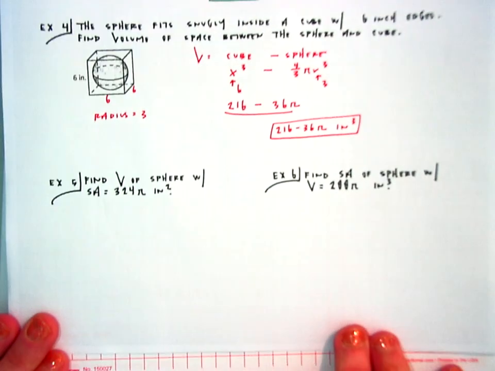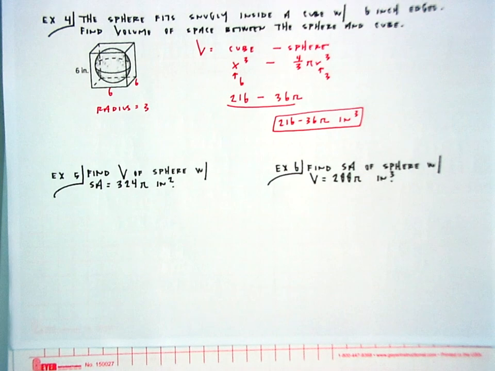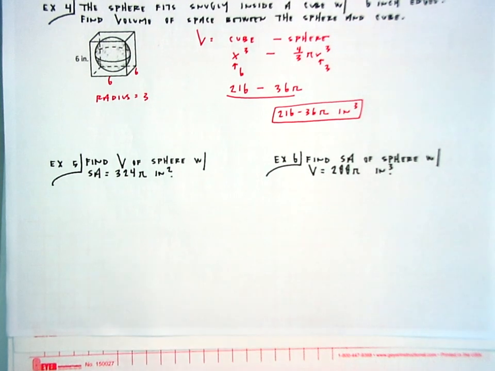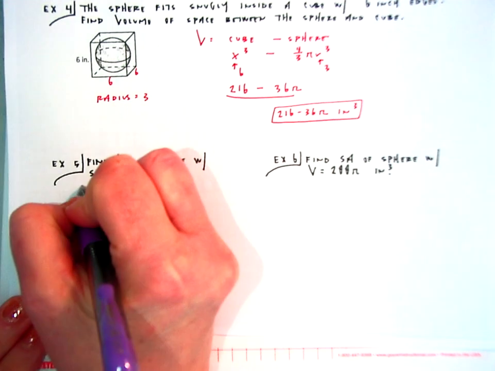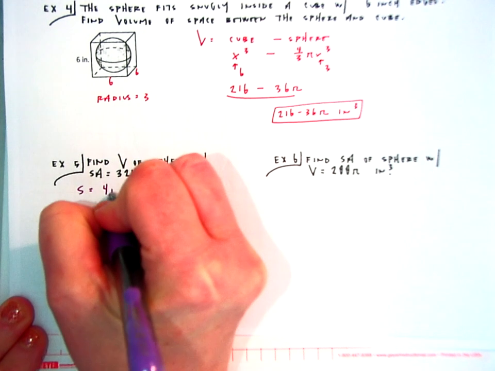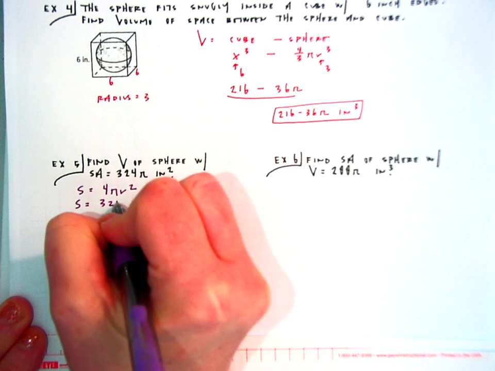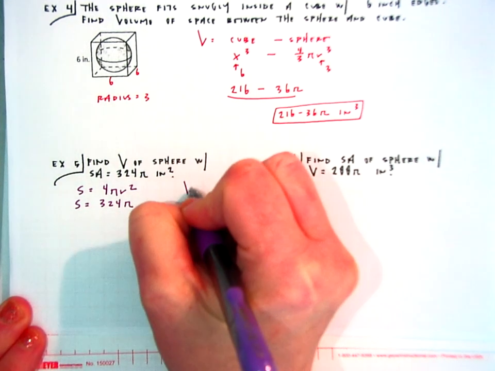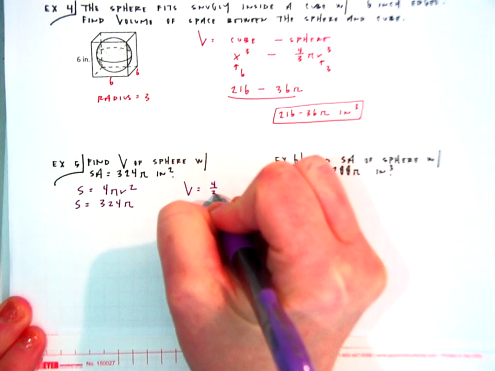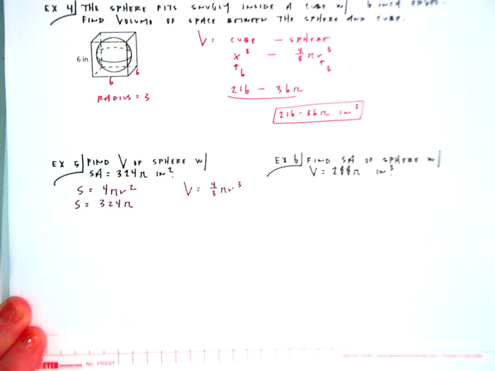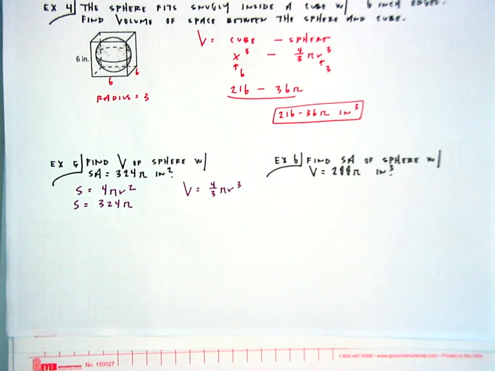All right, lastly, find the volume of a sphere when our surface area is 324 pi inches squared. Okay, so we know surface area, we want volume. So surface area we know is 4 pi r squared. And we're given that it's 324 pi. We want volume. Volume is 4/3 pi r cubed. Okay, so we got to find the radius, right? The radius is our key to getting to our volume.